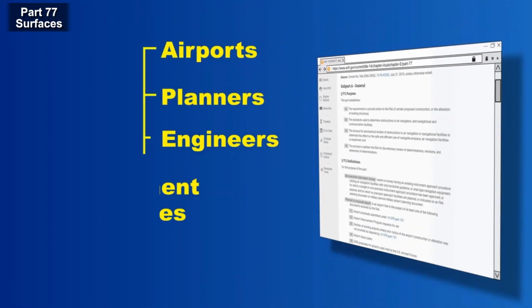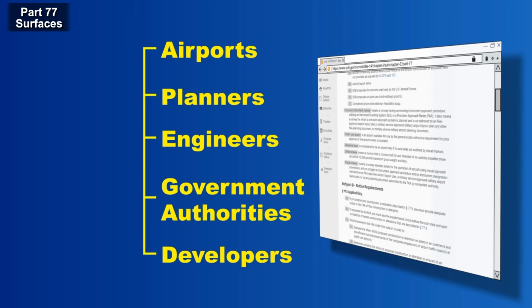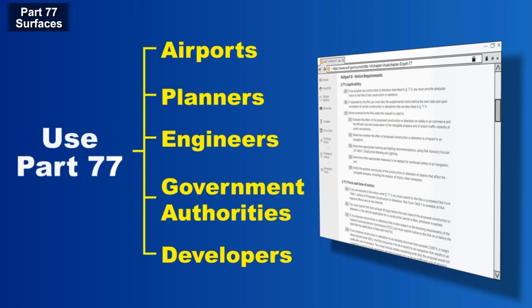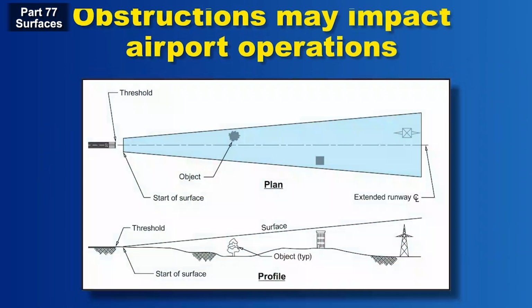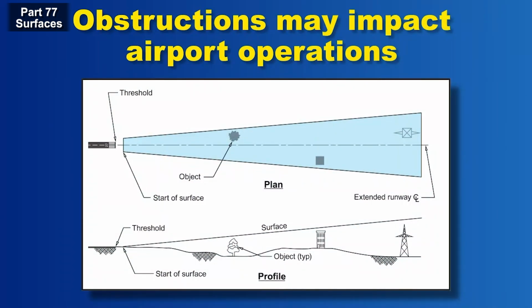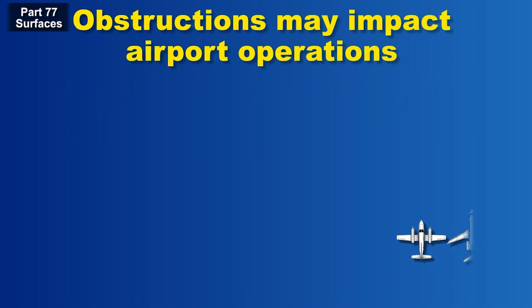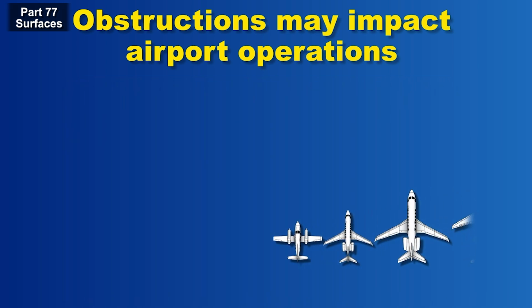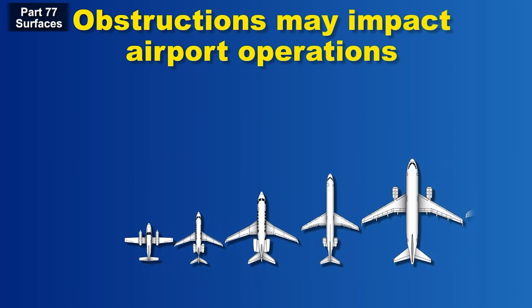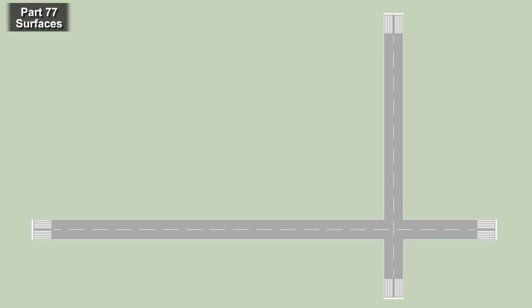Airports, planners, engineers, government authorities, and developers use Part 77 to identify possible obstructions to air navigation early in the planning and development process. Obstructions to air navigation may impact airport operations, including limitations on available runway length, approach minimums, aircraft types, and payload limitations. Part 77 defines surfaces for each runway.